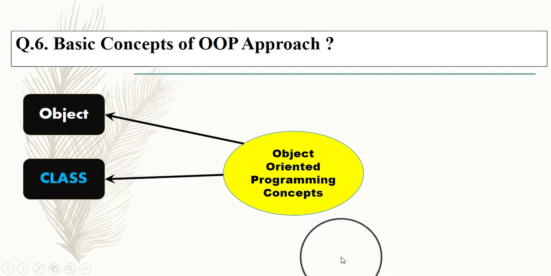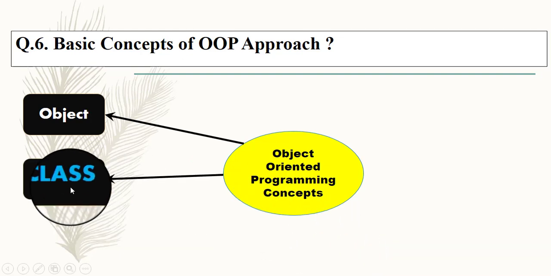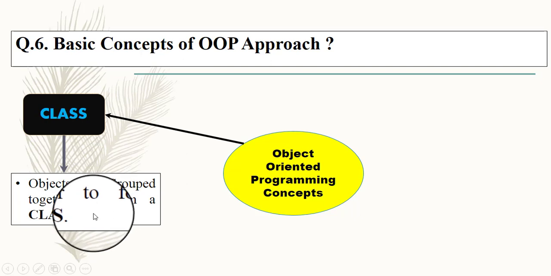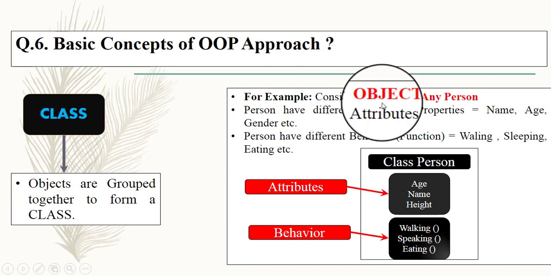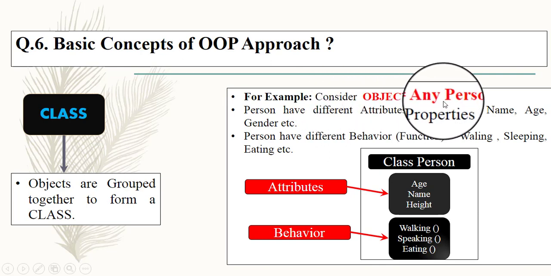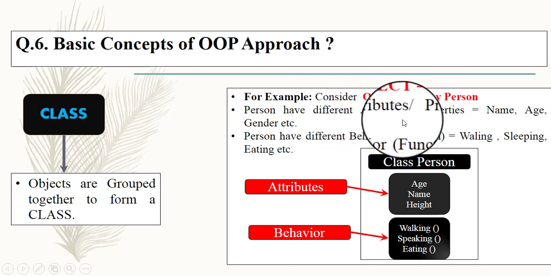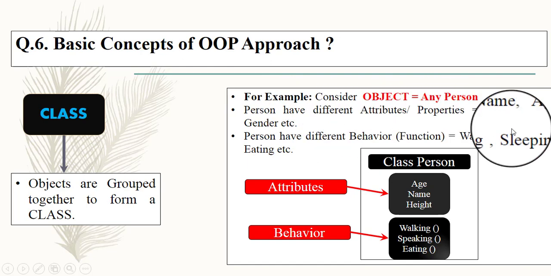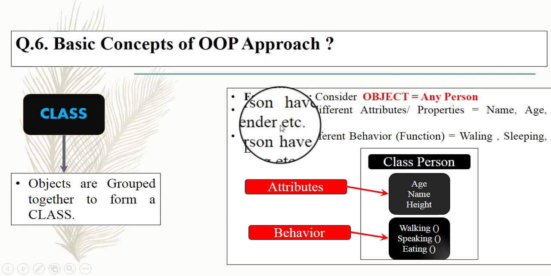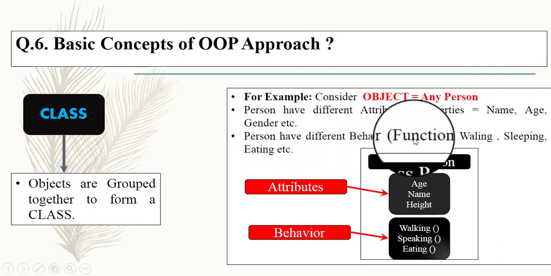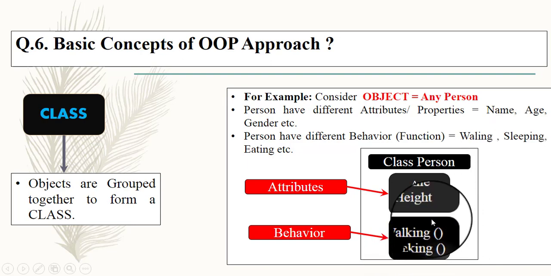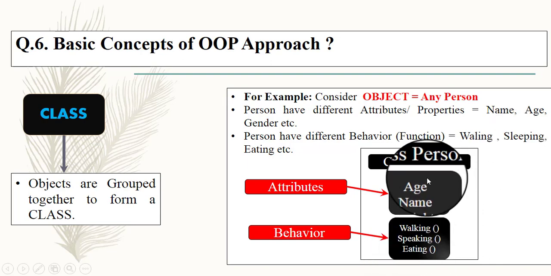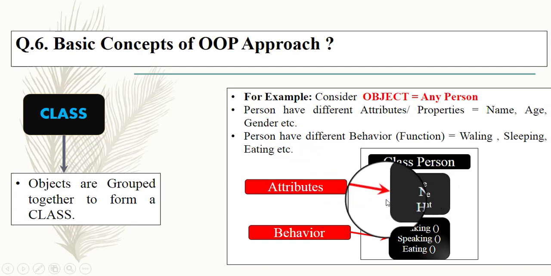Next concept of object-oriented programming approach is class. When objects are grouped together, then we form a class. We can say a class is a group of objects. Next let us understand this with an example. For example, consider that object is any person. As we know that person has different attributes, or we can say properties like person name, person age, and gender, etc. The same way a person has a different behavior that is the function like walking, sleeping, eating, etc. We created a class here named person, and these show the attributes and behavior of the class.